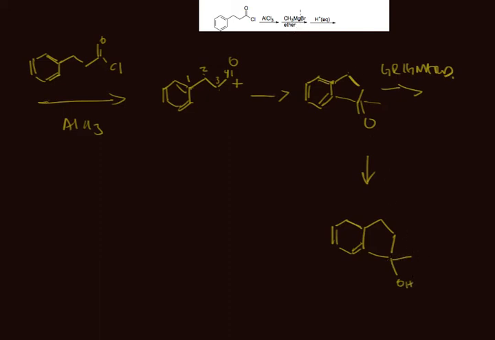Of course, you have to follow it with an aqueous workup there. And then you've got this methyl group that came from your Grignard. Hopefully you can tell that's methyl. We'll get to it in a second. And then you're bringing an acid into the equation.